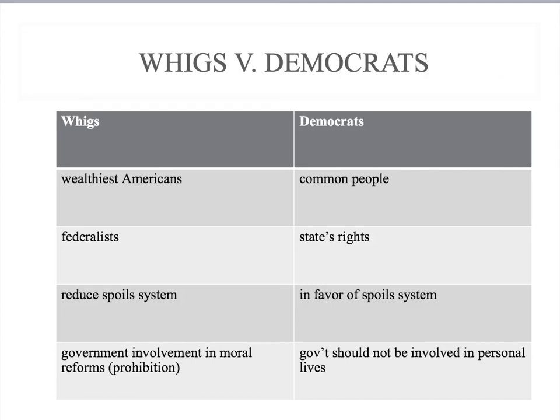The Whigs were traditionally Federalist or in favor of a powerful central government, while Democrats were more in favor of states' rights. Whigs wanted to reduce or get rid of the spoils system, while the Democrats were in favor of it. And the Whigs, last but not least, were cool with government involvement in moral reforms like prohibition, or as we'll call it at first, temperance, and the Democrats said the government should not be involved in the personal lives of people.